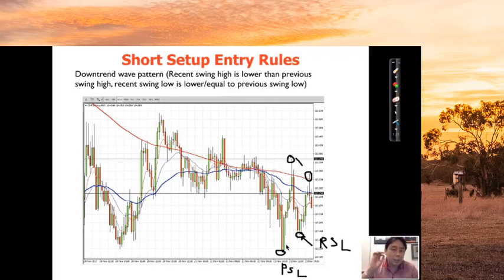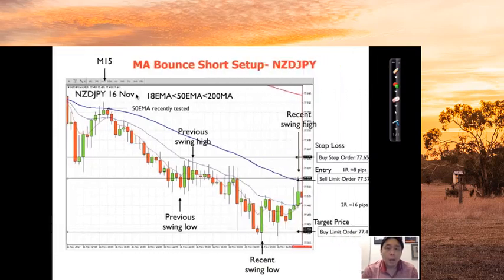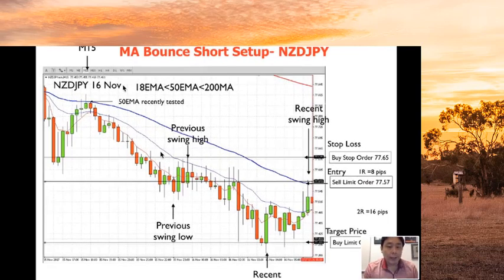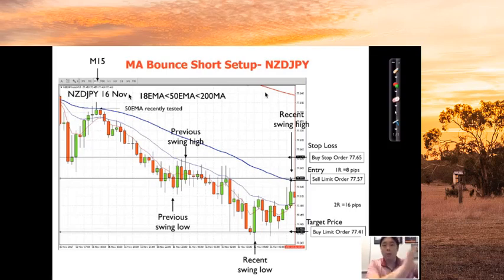Now let's take a look at specific trade examples. So for the first example, let's take a look at New Zealand yen on the 16th of November. And again, these are the 15-minute candles. So first of all, we see a very clear downtrend with the 18 EMA, this blue line over here, below the 50 EMA and below the 200 simple moving average. So clear downtrend.